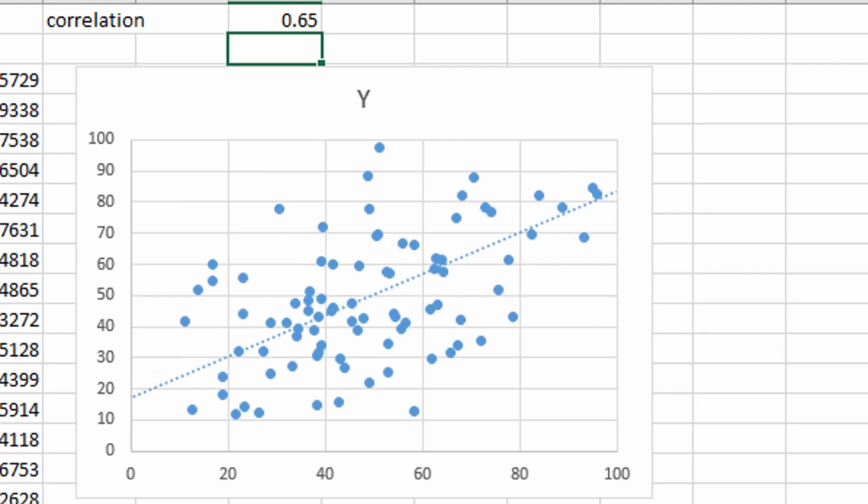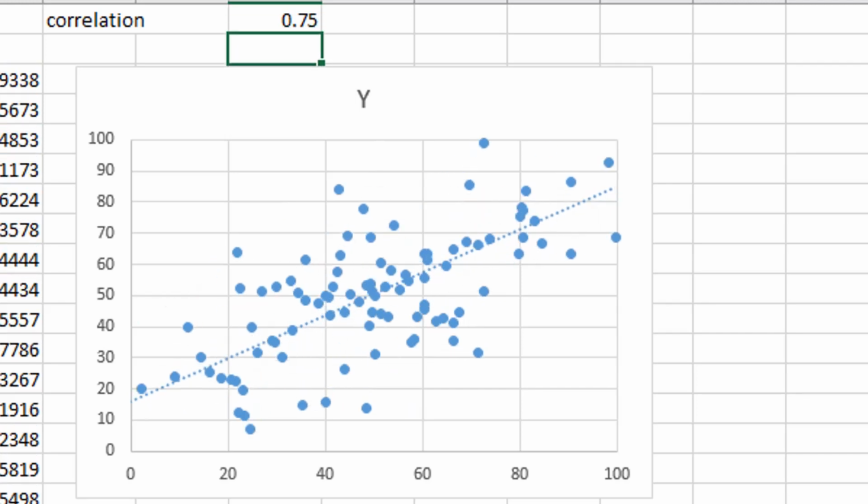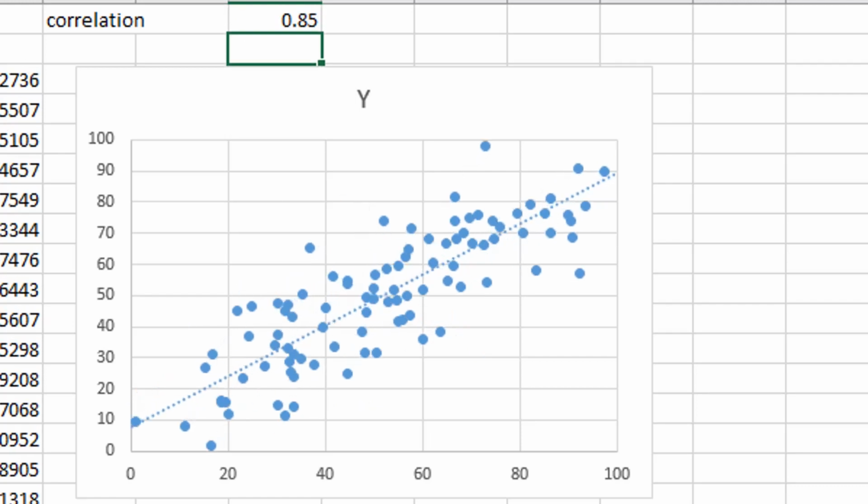So the slope is more apparent here. And as I increase this to 0.75, the points are, again, there's variation around the curve, but a lot of them are clustering pretty close to that line. That's at 0.75. At 0.85, now there's less variation. The variation is not as far away from the line.